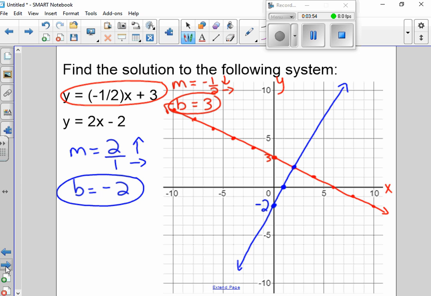I'm pretty much done now. I need to state what the solution is. That point right there is what we call the solution.